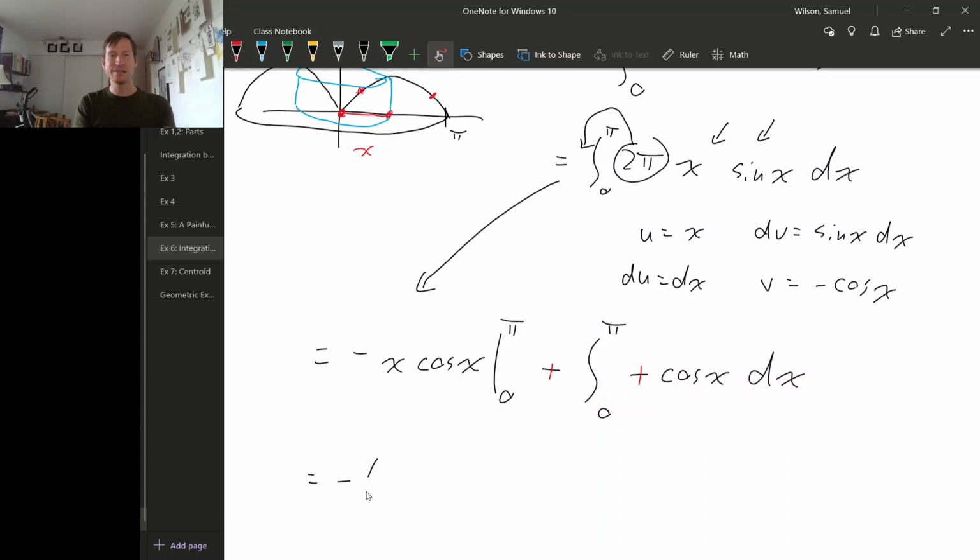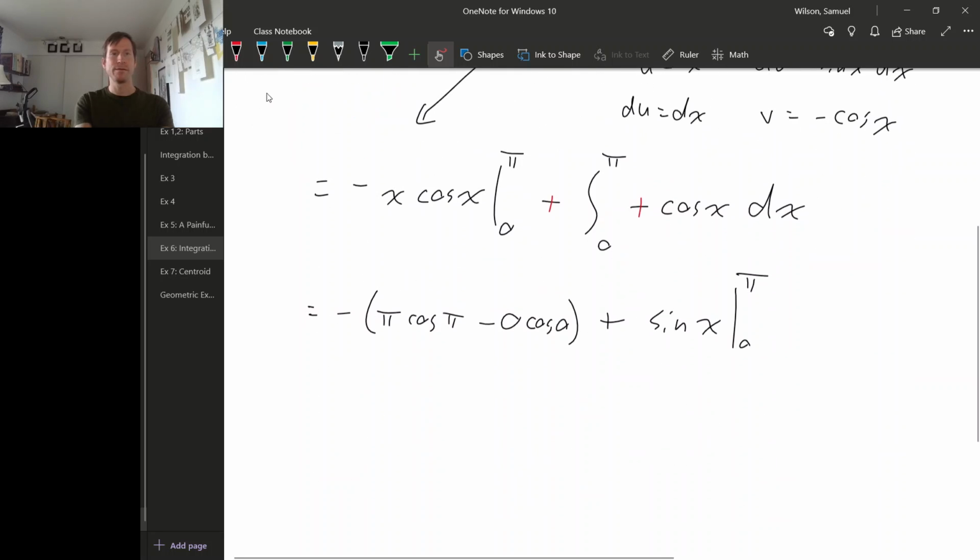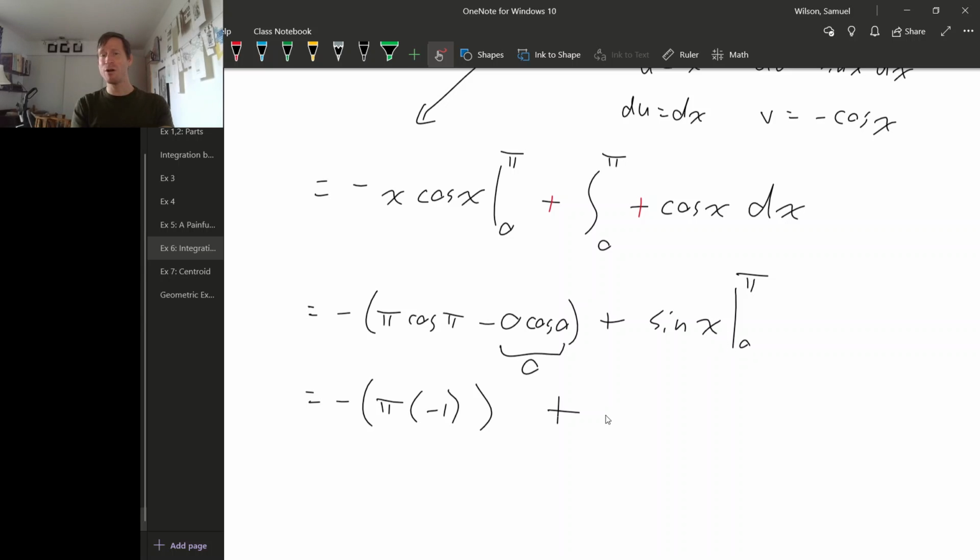So minus, now evaluate at our bounds, pi times cosine of pi, minus, and then plug in 0, 0 times cosine of 0, plus, now we do this integral: the integral of cosine is sine of x from 0 to pi. So we get minus pi cosine pi. Cosine pi is minus 1. And then minus this part here is 0. So I'll stop writing that part. Plus sine of pi and sine of 0 are both 0. So this last sine term just gives us 0.